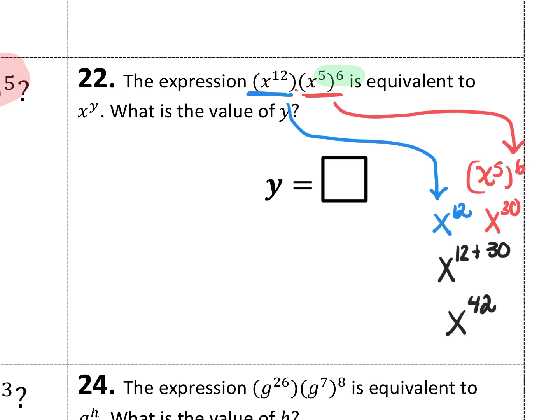Now the only trick in this problem is the following. This y is the power. The power, so all they want right here is 42. They don't want the x in there. Don't put the x. It'll make it wrong in Eduphoria, just the power.